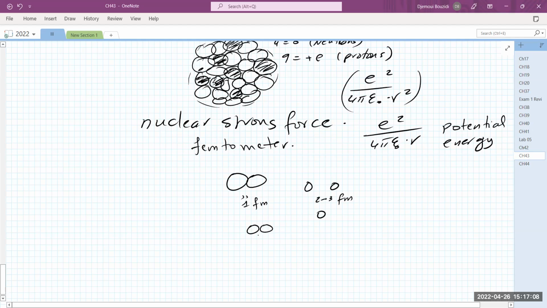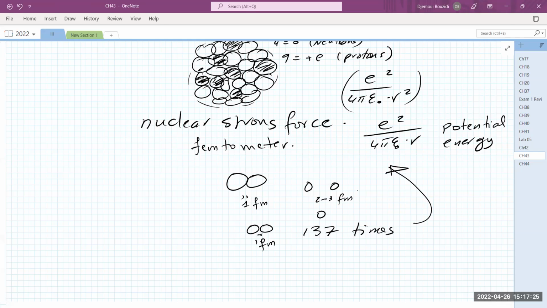Around 1 femtometer, this is stronger than the electrostatic force by a factor of 137, times stronger than this one. So these are the properties of the nuclear force as we know it. And it's the strongest force that there is. There is no other force stronger than it.